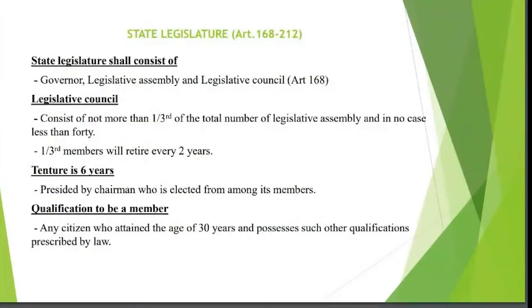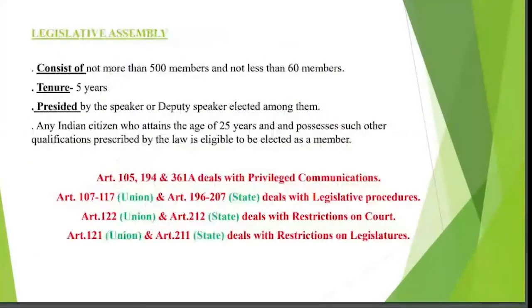Then coming to the state legislature, which is dealt with under Article 168 to 212, it shall consist of a governor, legislative assembly, and legislative council. Saying about the legislative council, it consists of not more than 1/3 of the total number of legislative assembly, and in no case less than 40. 1/3 members will retire every 2 years, and the tenure is 6 years. The session shall be presided by a chairman who is elected from among its members. Any citizen who has attained the age of 30 years and possesses such qualification prescribed by law can be a member.